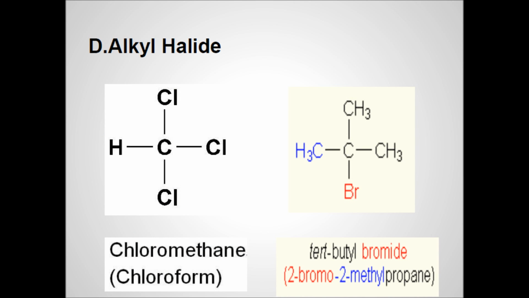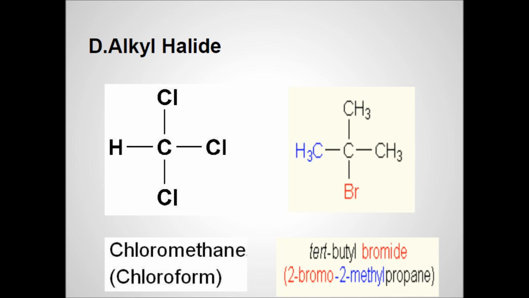Here are some examples of naming alkyl halides. When you see the first example, 3 Cls and 1 hydrogen are connected to the C in the middle. It is going to be chloromethane. The second example has 1 bromide added to the second line, and 1 C is connected to the second line as well. Then it is going to be 2-bromo-2-methylpropane.